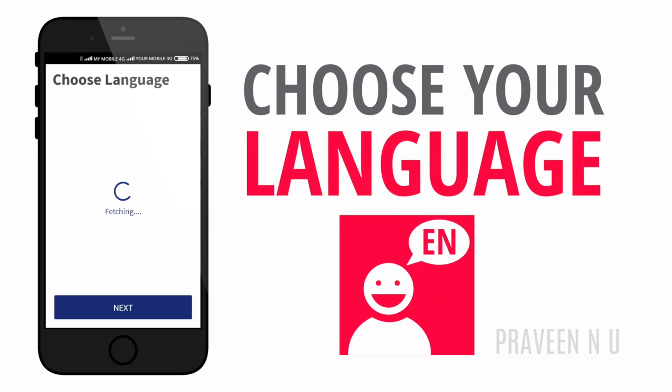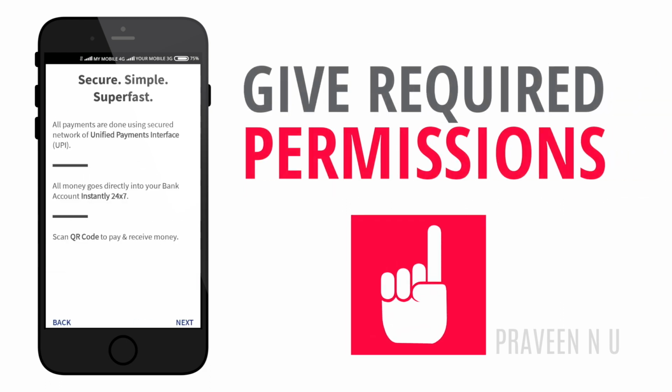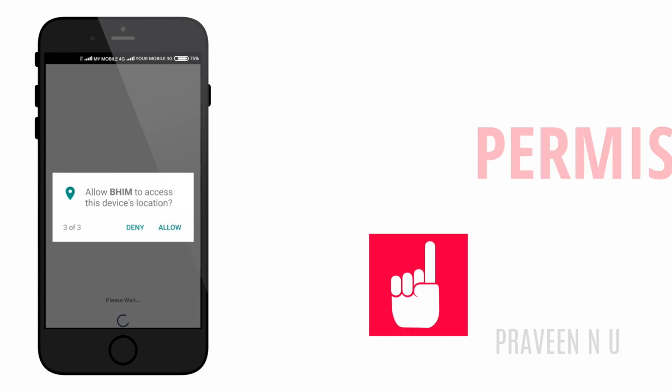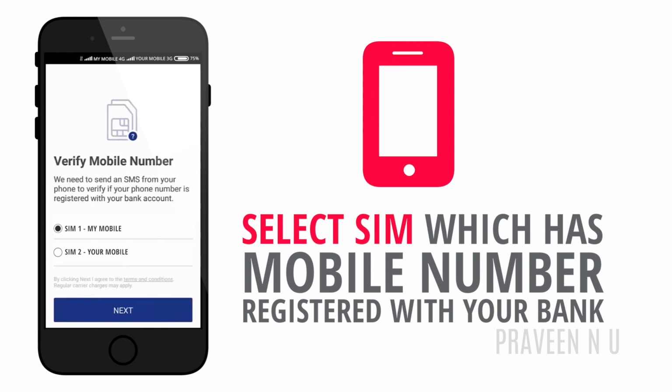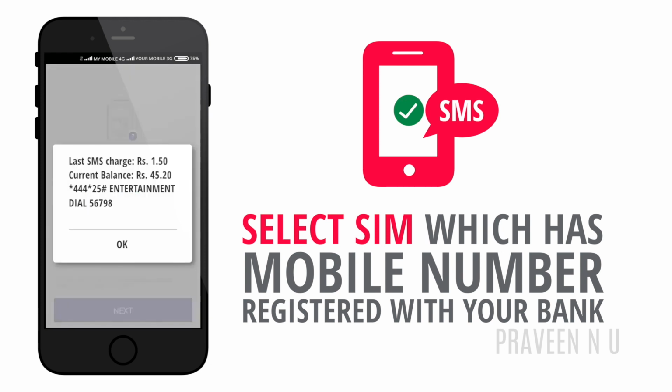Select the language while we install the app. The next step is mobile number verification. The app will ask for necessary permissions during the installation process, and we can allow them all. Now select our number which is already registered in the bank for verification. Those who have dual SIM mobile phones should be careful while selecting the SIM. Verification happens by sending an SMS to the server from our selected SIM. So our mobile service provider may charge for it according to the plan. But this happens only at verification time.